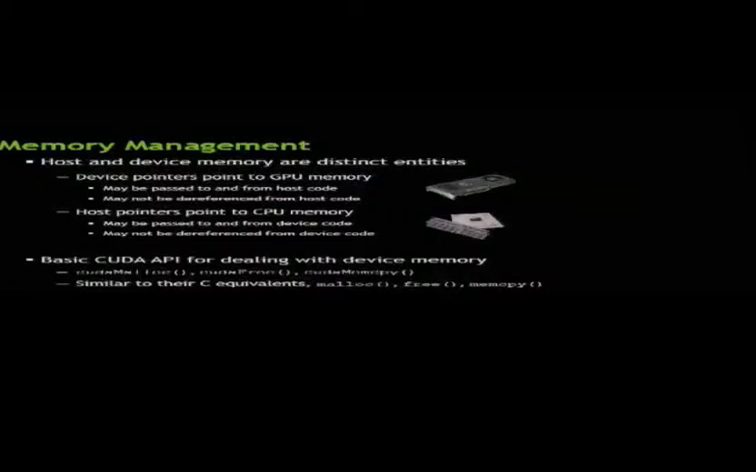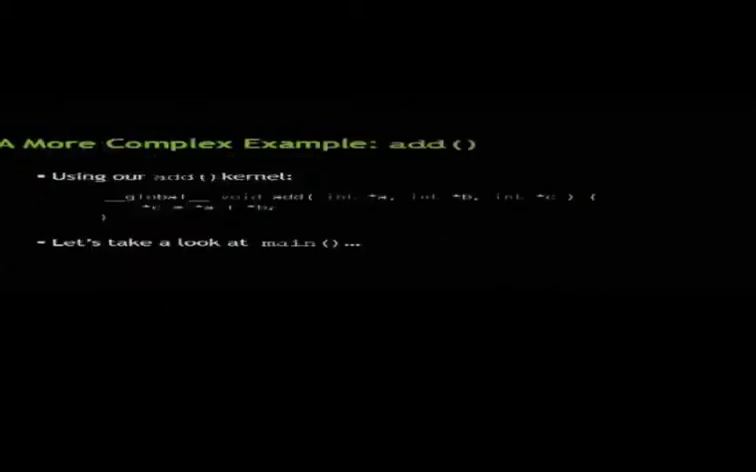So the basic CUDA API for dealing with device memory is very similar to what you use for heap memory in regular code. So there's malloc, there's free, and there's memcopy. And the memcopy works both ways. So if you're sending data to the GPU or taking data away from the GPU, that's what you use. So if we go back and take a look at main for this particular kernel that we're working on, it would look something like this.